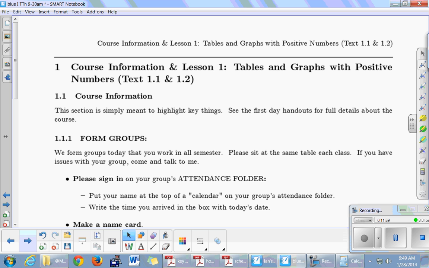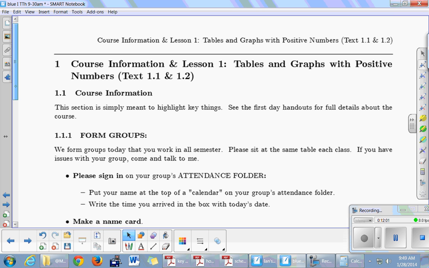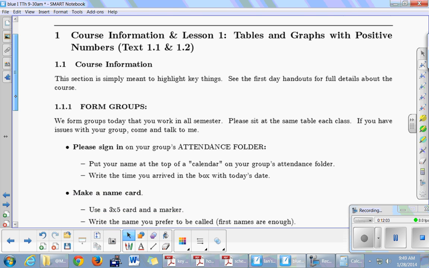Okay, so let's take a look at the next page, which is page 6. And it says up here, this section is simply meant to highlight key things. You're going to see the first day handouts. That's the very colorful packet of thin things that you should have as well for more details.